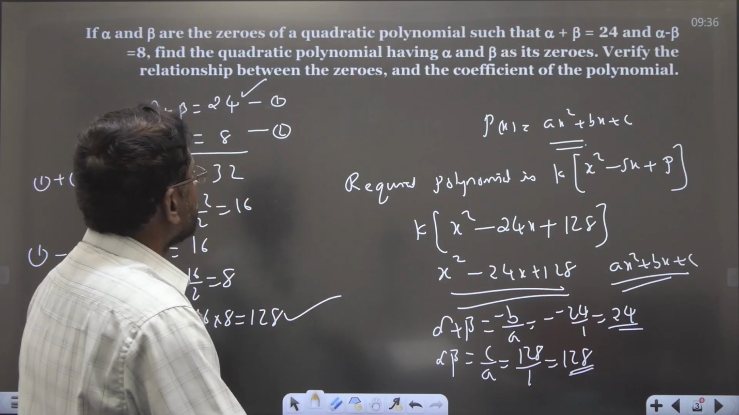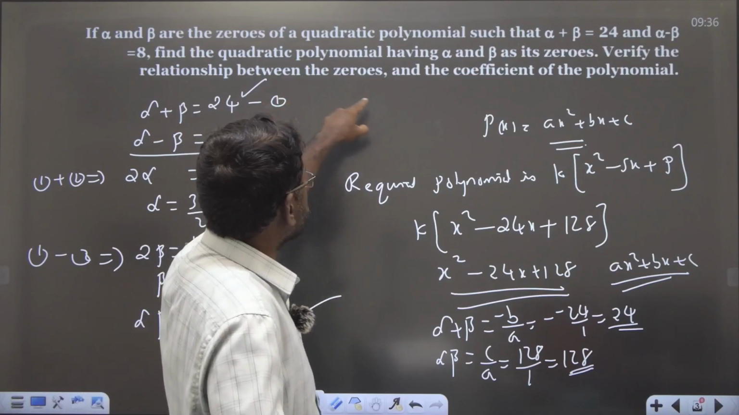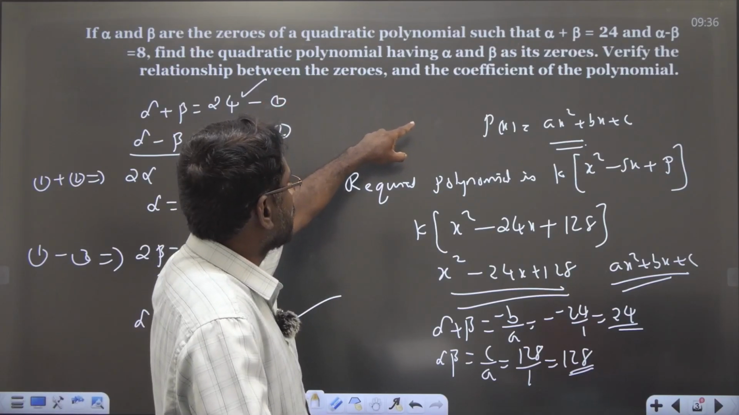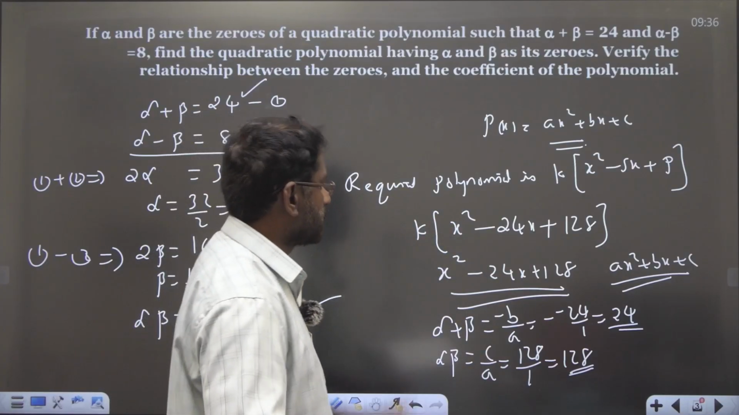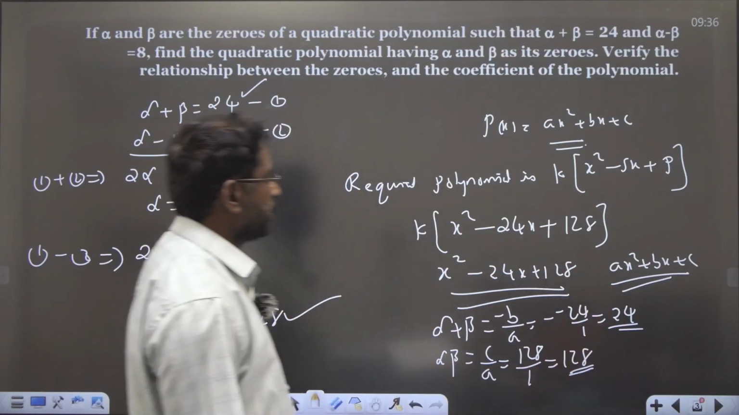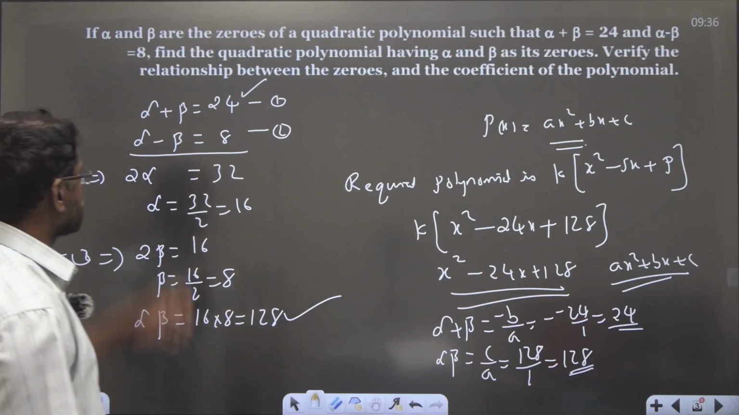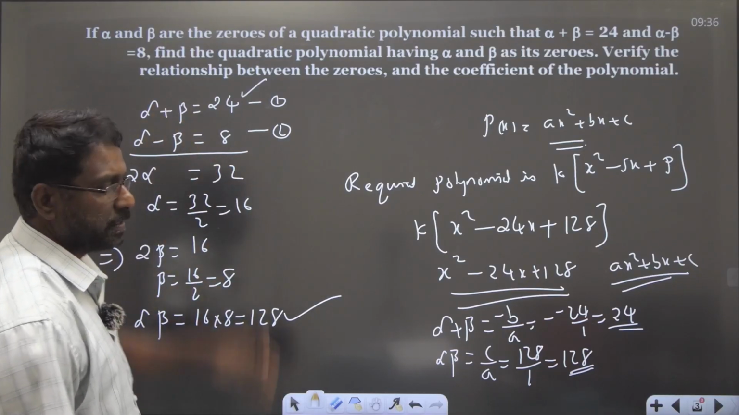Verify the relationship between the zeros and the coefficients of the polynomial. How can we verify? Use these steps. This is the verification part. Okay, this is the first part of the question.